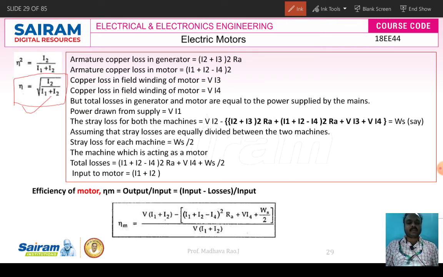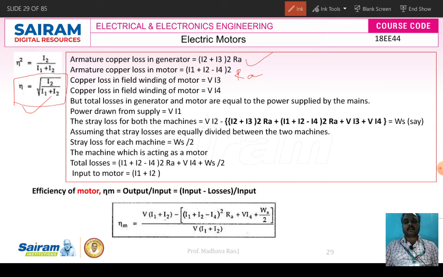Similarly, here we have copper losses in generator and copper losses in motor. Copper losses in the armature of the generator are (I1 plus I3) square Ra, and armature copper losses in the motor are (I1 plus I2 minus I4) square into Ra. Copper losses in the field winding of the generator are V into I3, and copper losses in the field winding of the motor are V into I4.